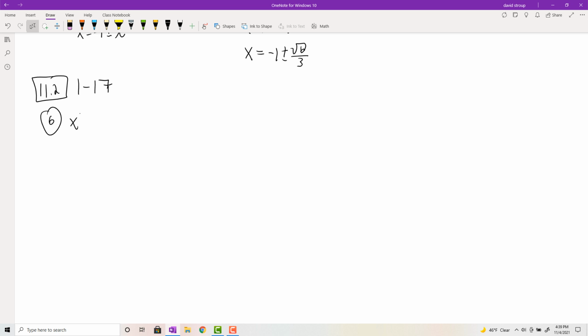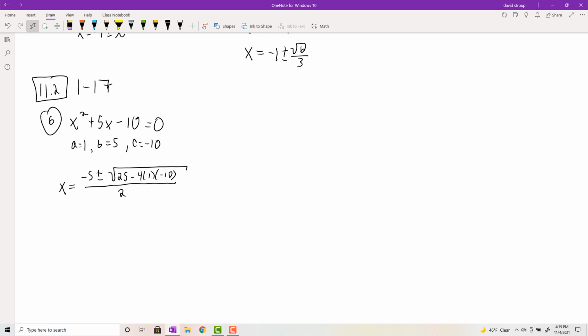Anyways, number 6, x squared plus 5x minus 10 equals 0. Your a is whatever is in front of x squared. Your b is whatever is in front of x. And your c is the constant, negative 10. So we'll have x equals negative b, so negative 5, plus or minus the square root of b squared, which is 25, minus 4 times a times c, all over 2 times a.